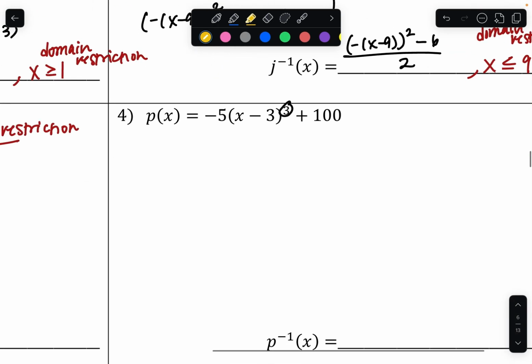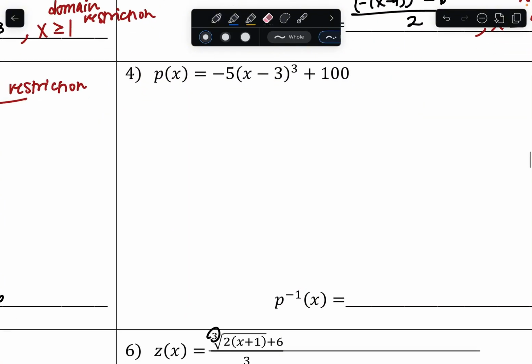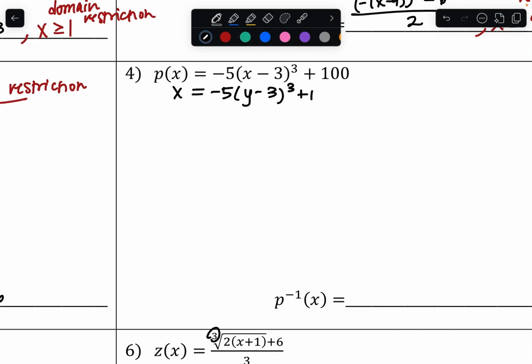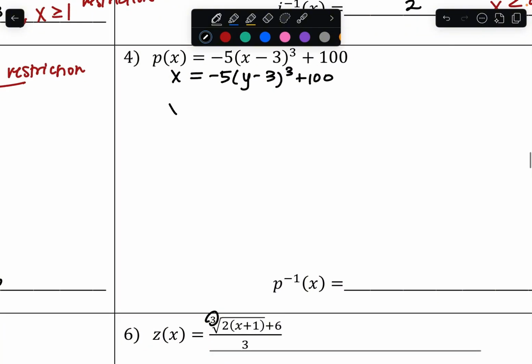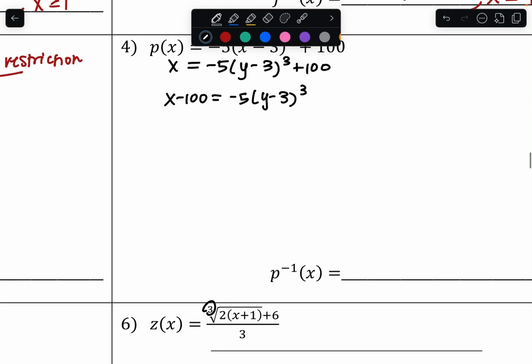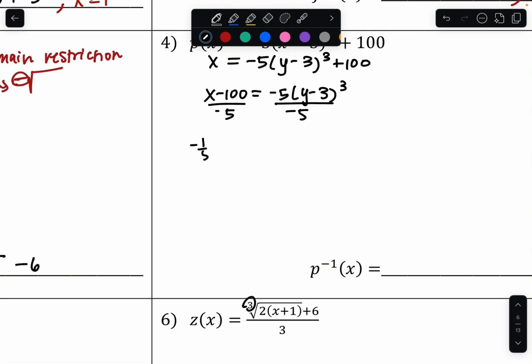All right, now for the easier ones with cube root and cubic. No plus or minuses, no domain restrictions. Just switch your x and y and solve. Okay, so our first step is to subtract 100. And then we need to get rid of the negative 5. And so I think I will write that as -1/5 times x minus 100. That just looks better. I don't like negatives in the denominator.